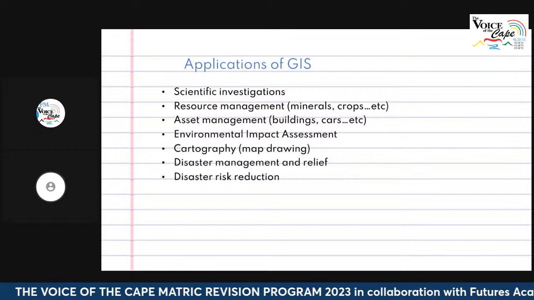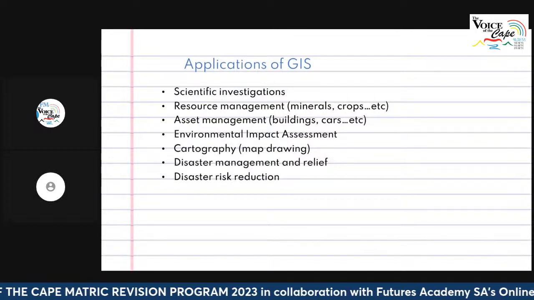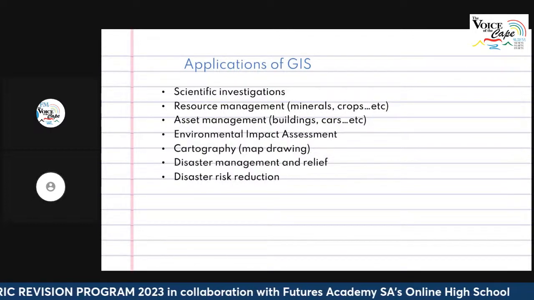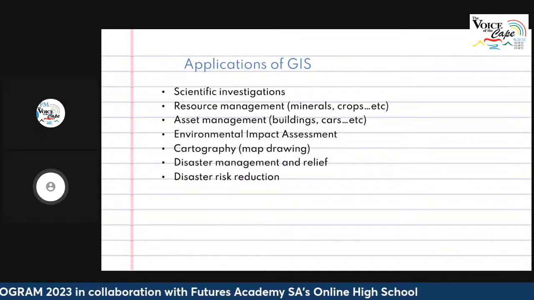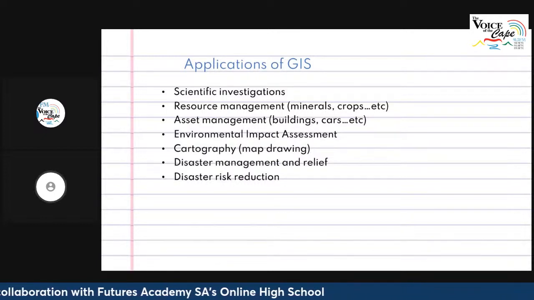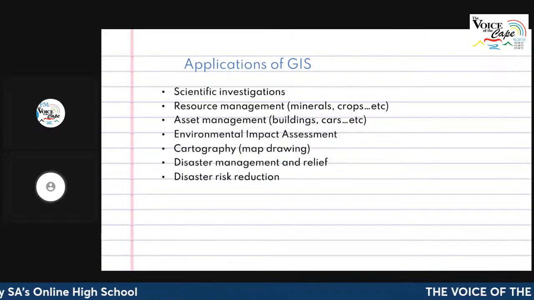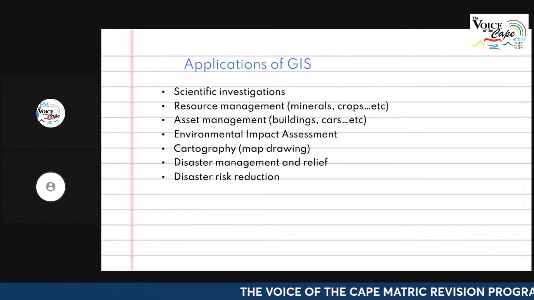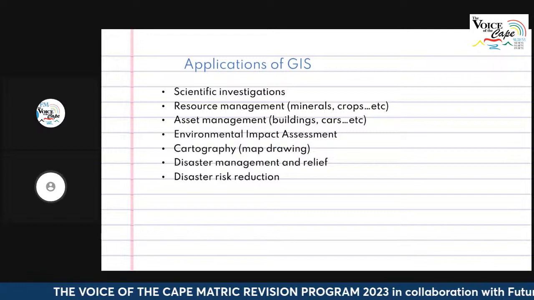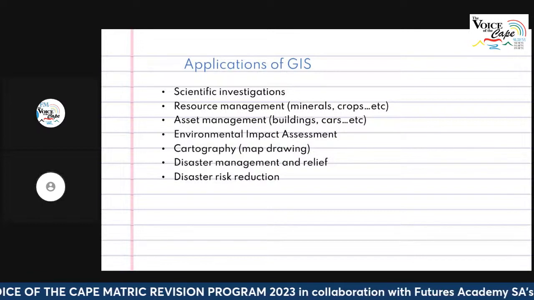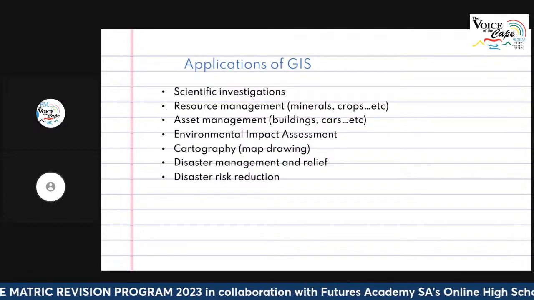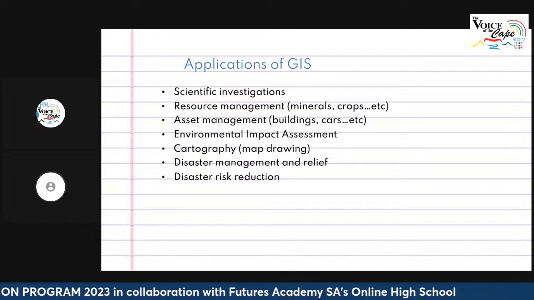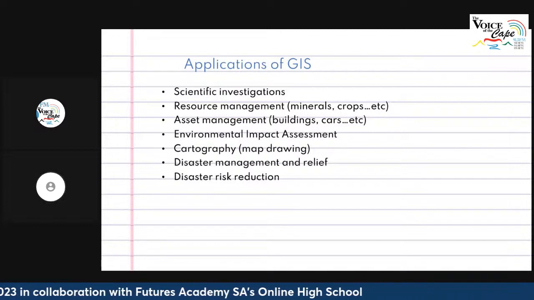So what exactly do we use GIS for? Scientific investigations, number 1. Resource management. So for example, if we want to know how much of minerals are found within a square meterage area, how many crops can be found on a 1 hectare piece of land. Asset management, in terms of how many buildings does a farmer have, for example, or how many cars, tractors, etc. does he have. Environmental impact assessment.